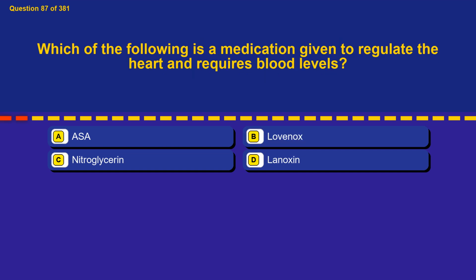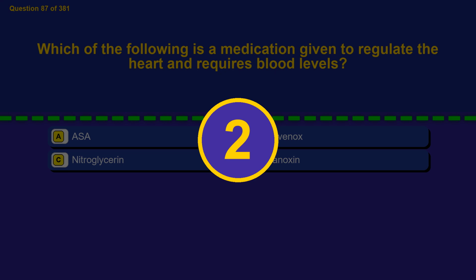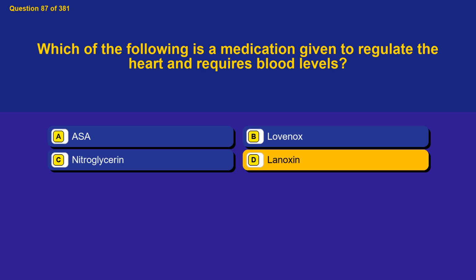Question 87. Which of the following is a medication given to regulate the heart and requires blood levels? Option A, ASA. Option B, Lovenox. Option C, nitroglycerin. Option D, Lanoxin. The correct answer is option D, Lanoxin.